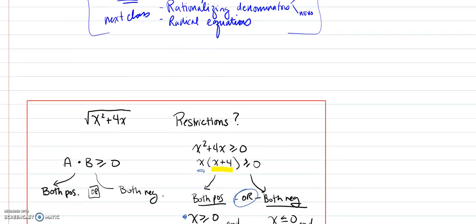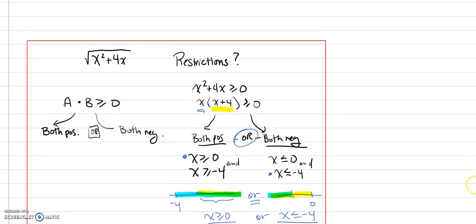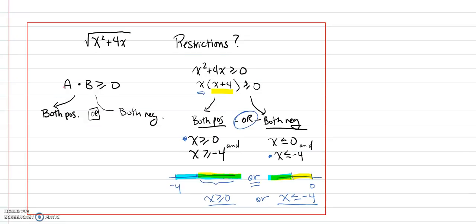One other little point I would like to point out, when we're looking at restrictions, sometimes under the radical you could have a quadratic, and therefore the quadratic radicand must be positive. So if you look at my restriction here, x squared plus 4x has to be greater than or equal to 0. When I factor that, I get x times x plus 4 has to be greater than or equal to 0. Now, to make that true, we have two cases possible.